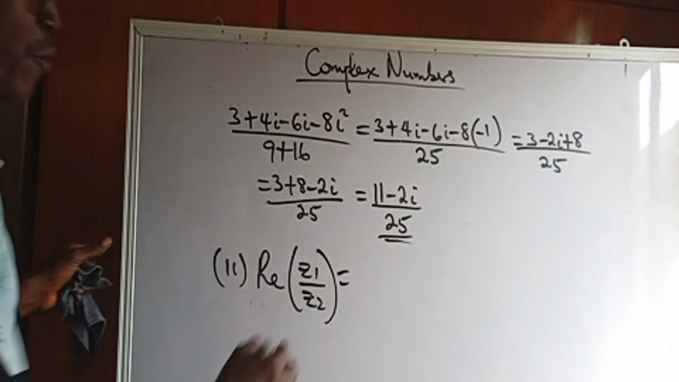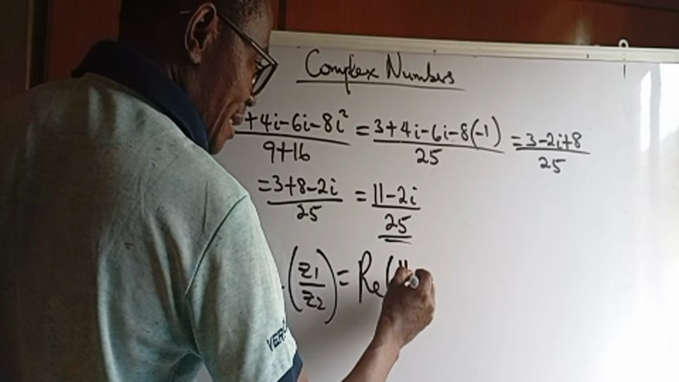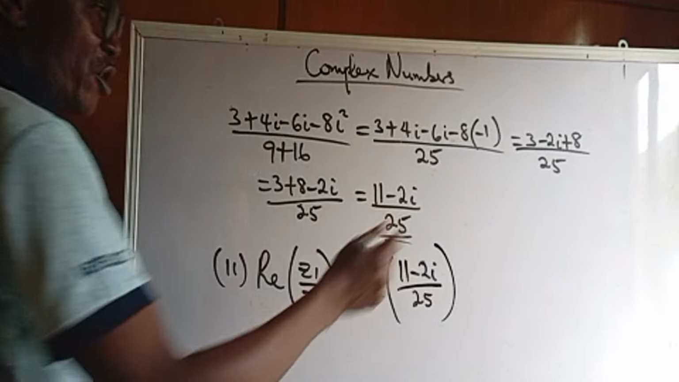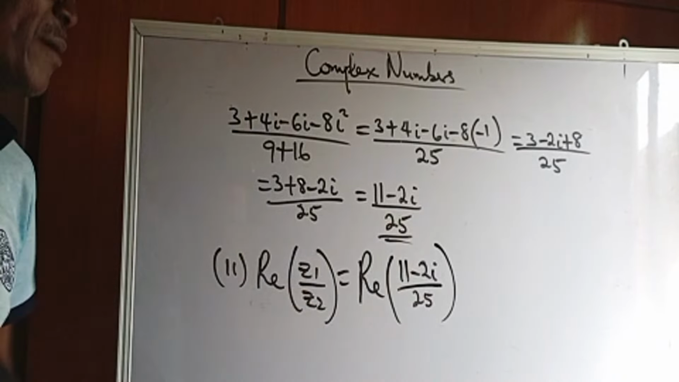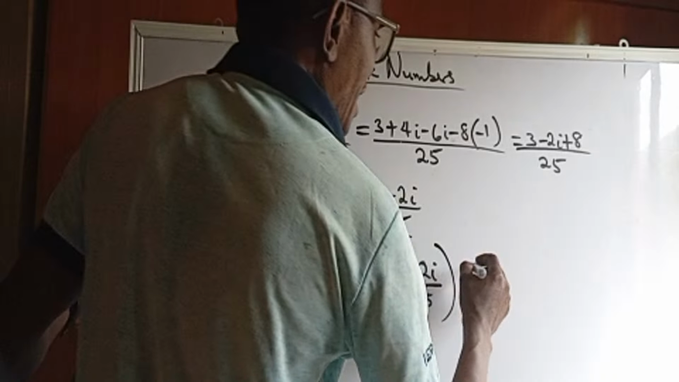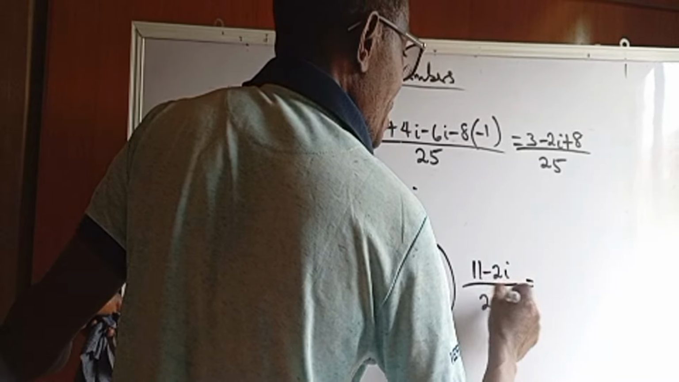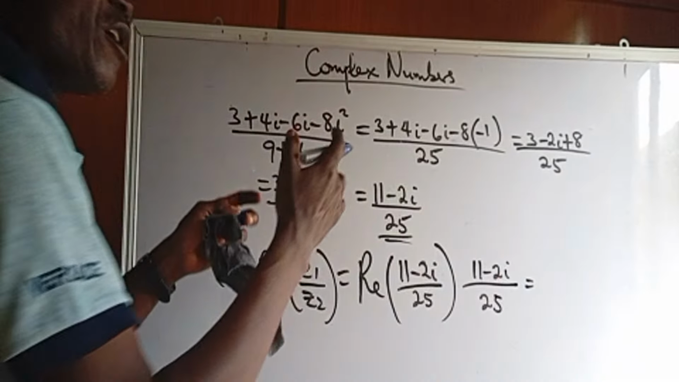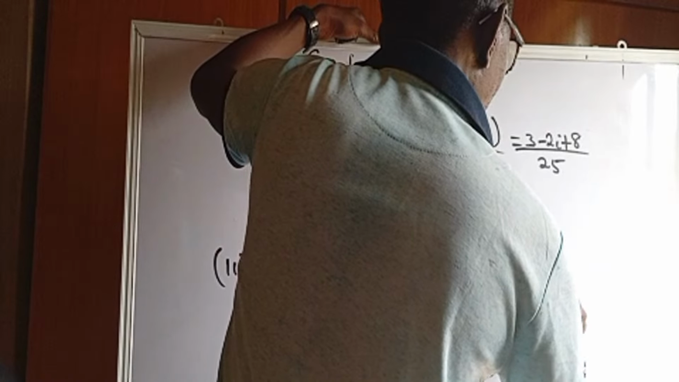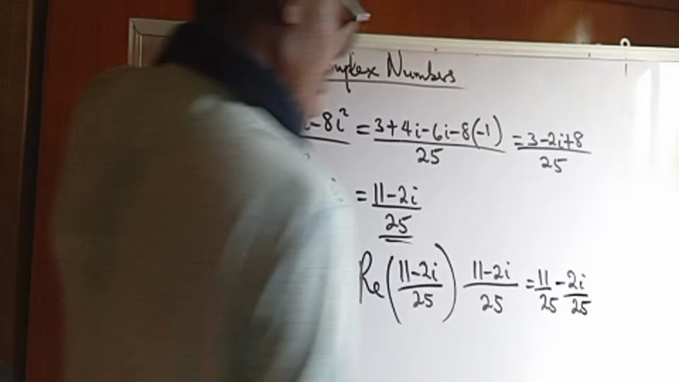Now, what the question is asking us directly is to find the what? The real part of what we have just obtained as our answer, 11 minus 2i all over 25, because 11 minus 2i all over 25 is the value of Z1 over Z2. So how do we now express that in order to know the real part? You can just say that 11 minus 2i over 25 simply means you divide all the values in the numerator by 25. So that will give us 11 over 25, then minus 2i all over 25.